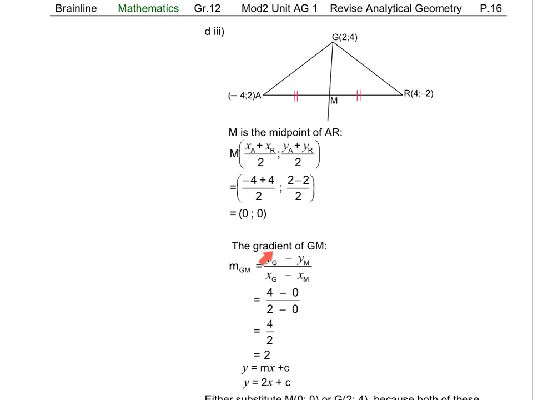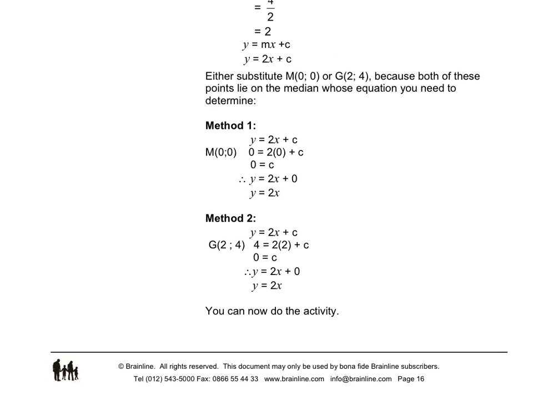We can then also calculate the gradient of GM by taking the difference in y values over the difference in x values. So the difference in y values, 4 minus 0, over the difference in x values, 2 minus 0. Then when we simplify, we have 4 over 2, which is 2. So the gradient of GM is equal to 2. So once again, we use the standard form of the straight line, y equal to mx plus c, and substitute the gradient with the 2.